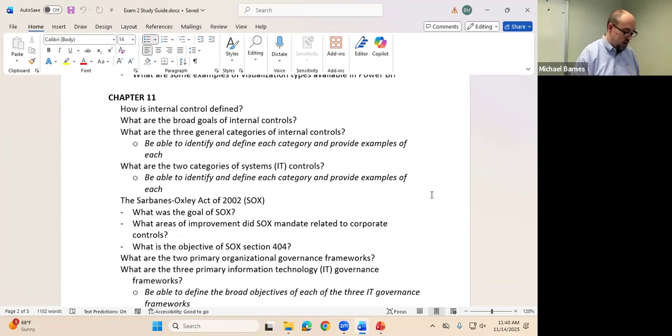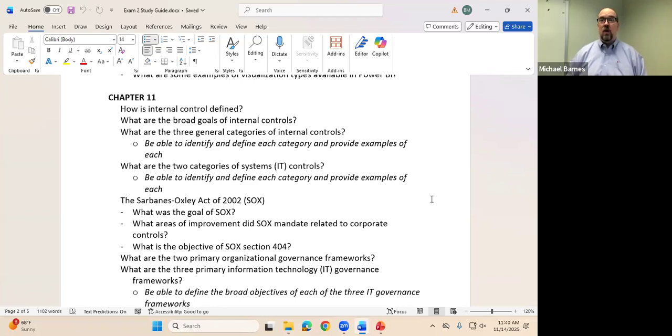Remember, control is just a response to a risk. Then we need to basically know that. We talked about that the entire semester. Moving on, 3 categories of internal controls. Be able to identify and define each category, provide examples of each. This is pretty straightforward because we've talked about this since exam number 1, and we repeated it multiple times. 3 categories of controls: preventive, detective, and corrective.